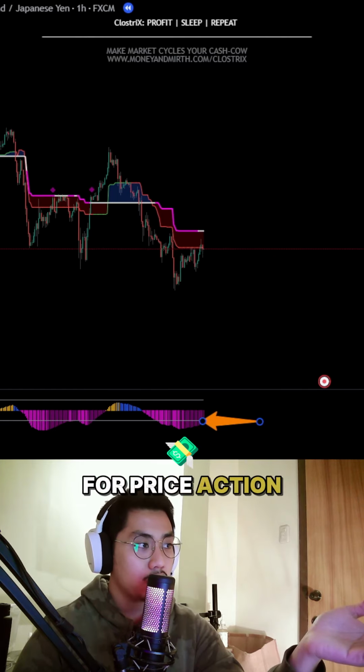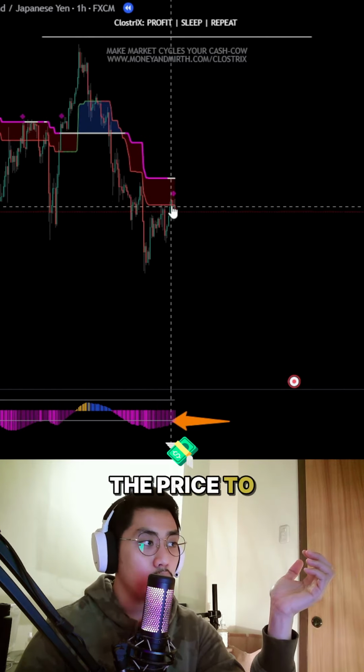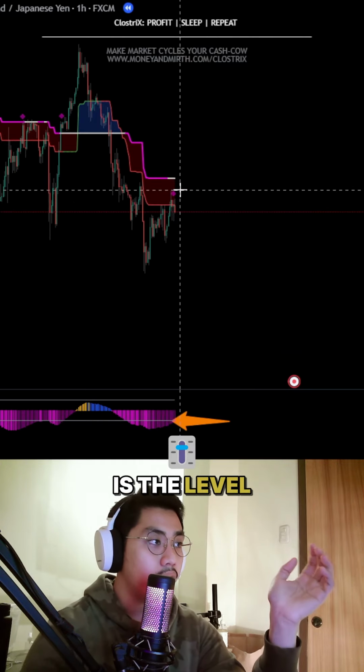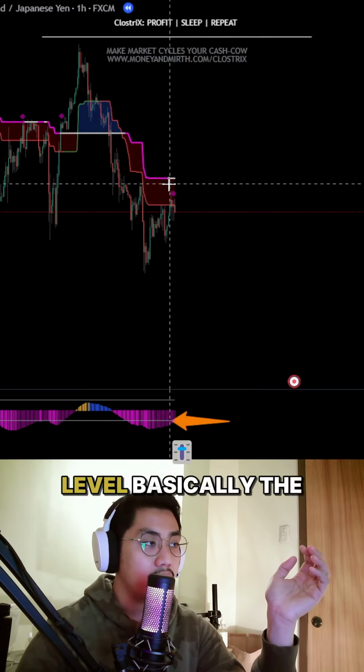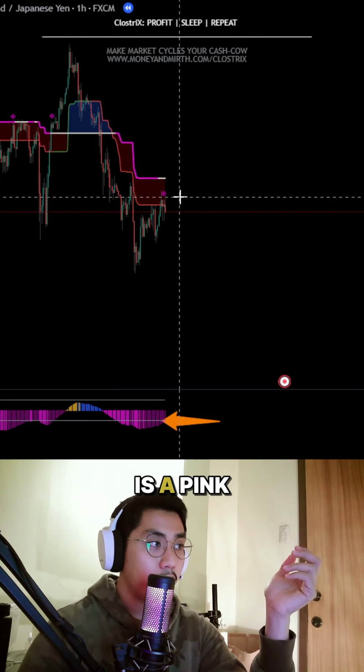And again, you want to make sure that the bars are trading below the 15 level. Now we wait for price action to form. For entries, we wait for the price to pull back into our interest zone. Now this interest zone is the level between the key level and the strong level, basically the shaded area here.